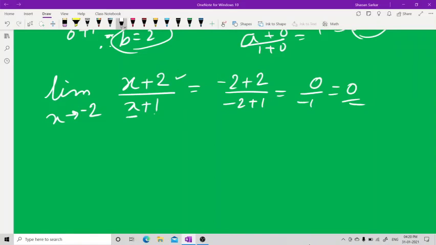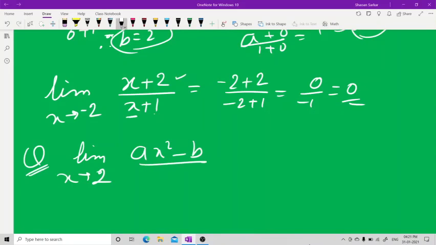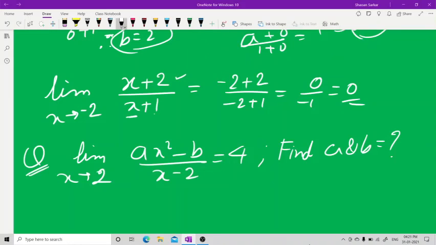Answer is 0. Now the question that is for you is limit x tending to 2 of (ax square minus b) upon (x minus 2) is equal to 4. Find a and b values. You have to find. Now see one thing. In this case, you need to be very careful how to find the value of a and b. Let me do this problem for you. This will be a bit tricky for you to understand. Wait, let me do it for you.